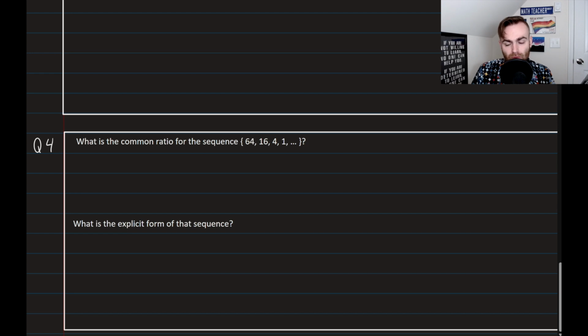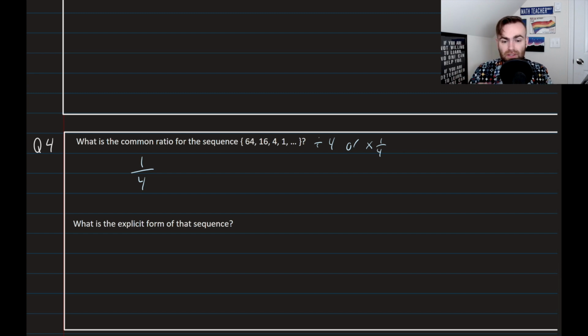So if we look at our pattern here, we're going from 64, 16, 4, 1. A little hard to tell. 4 to 1 is definitely divided by 4, though. 16 to 4, that's also divided by 4. 64 to 16, that's divided by 4. So we're dividing by 4, or you can think of that as we're multiplying by 1/4. So not too bad. So what is a common ratio? Well, the common ratio would be 1/4. You're always going to frame it as that multiplication.